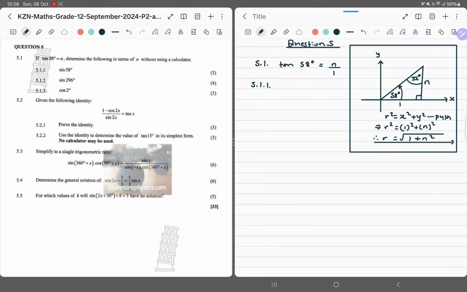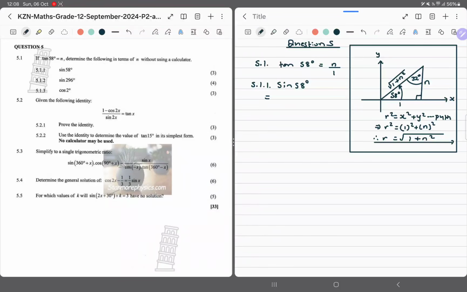So 5.1.1, we need to find sine of 58 degrees. Now this is easy. Sine is opposite. Okay, sorry, we didn't write this one there. We need to write it. So this one is the square root of 1 plus n squared.